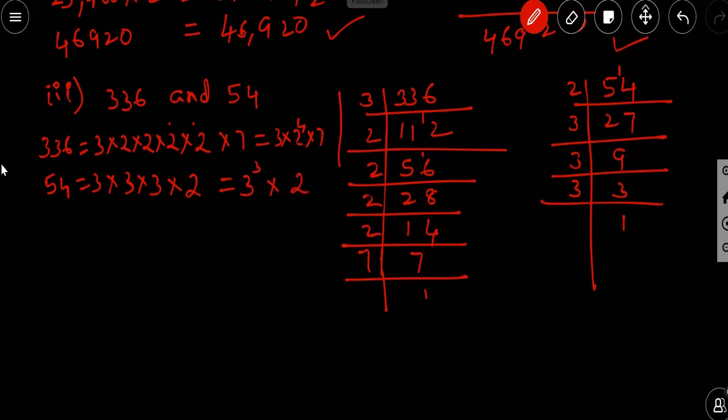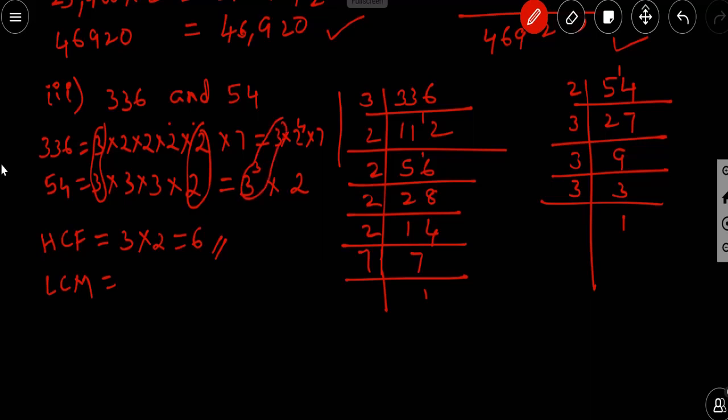Now you have to check what the common numbers are. This number is common and this number is common. Correct, all of you? So I'll write it as HCF. Please write down with me, all of you. So 3 into 2, so this is 6. HCF is 6. Now we'll calculate LCM. Now this and this are common. We have to take the highest power. Highest power is how much? 3 to the power of 3. Now this and this are common. We have to take the greater power. So this becomes 2 to the power of 4 into 7.